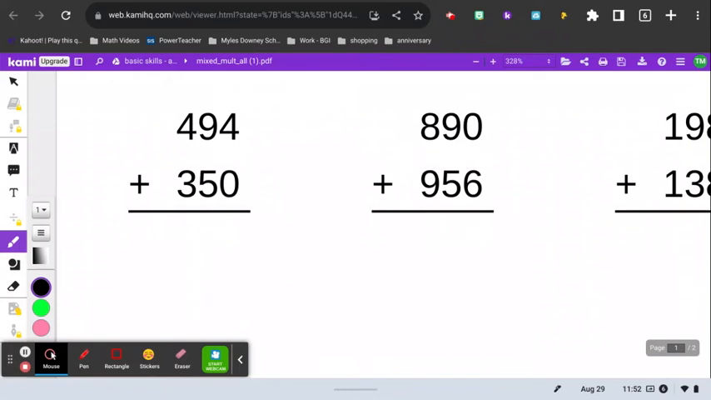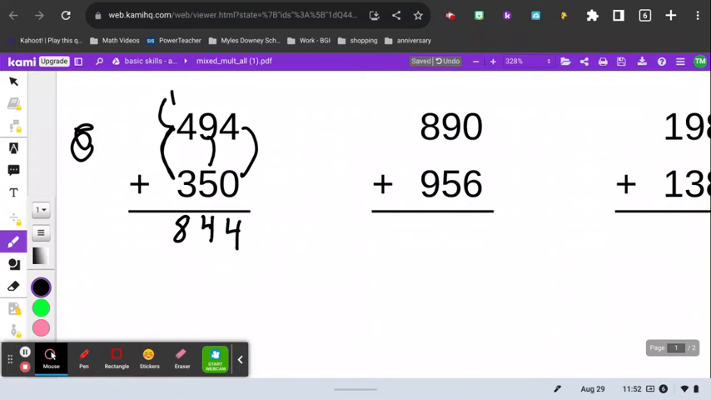So the first one, 494 plus 350. So you'd start with 4 plus 0 is 4. And then 9 plus 5. Use that with mental math, hopefully, and you'll get 14. So you put the 4 down and the 1 up. And then you would do 4 plus 3 is 7. And then plus that 1 gives you 8.